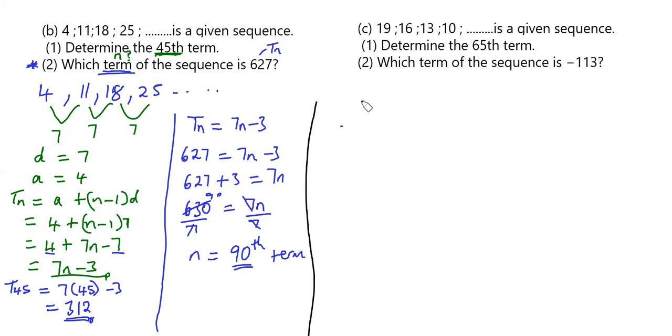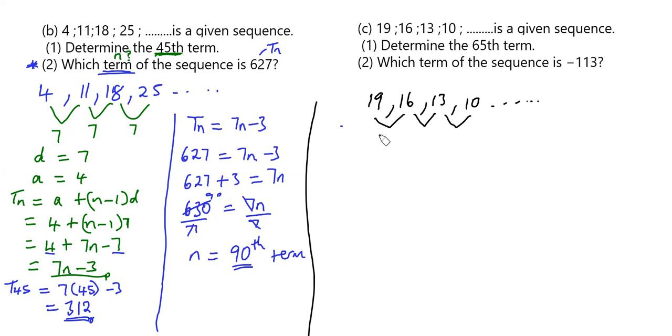Okay, let's look at the next question again. We are given 19, 16, 13, 10, and it goes on like that. Can you see something here? It is decreasing, but remember, we stick to our rule. We get the difference, irrespective of which order they are in, descending or ascending, it doesn't matter. You get the difference and put it as it is.